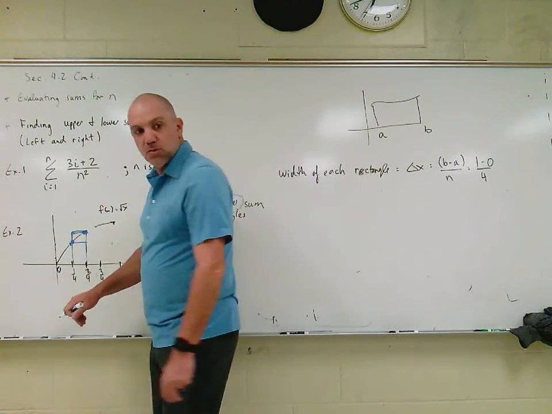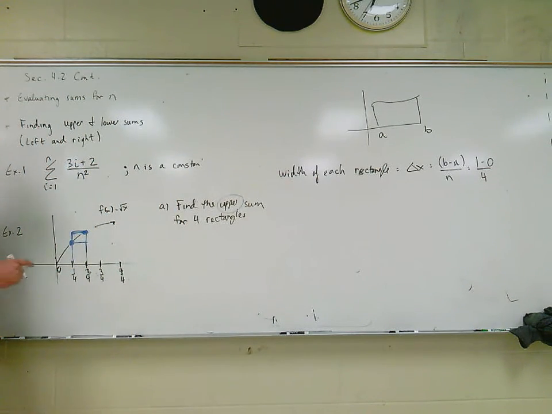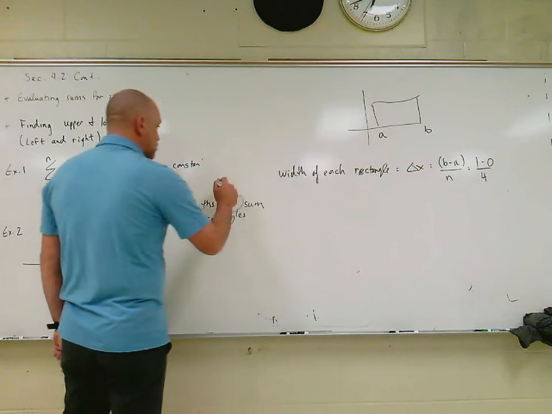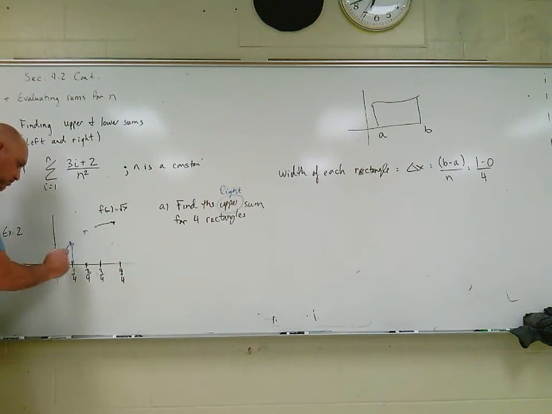Should my left corner touch? I'm blocking this, sorry. Should my left corner touch or should my right corner touch? Since the word is upper, I want my rectangle to go above the graph. I think this is poor terminology because sometimes the graph can change. It can be over and under. It's hard to tell, so I like using the corner. I will ask you for a right sum for this one. That means my right corner will touch, and then I go and make my rectangle.